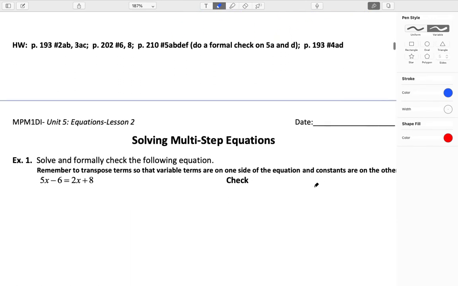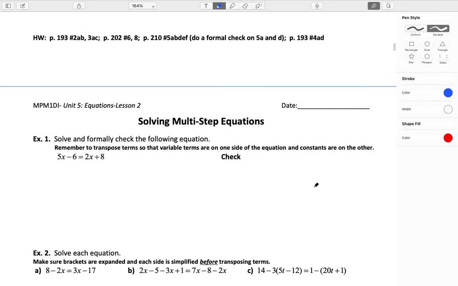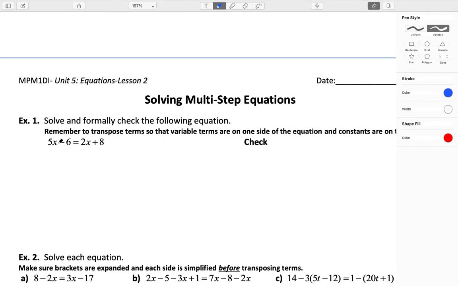Now for lesson number 2, we're going to concentrate a little bit more on solving multi-step equations. So it may not be just one step, but you may have to move around a couple more times. Okay, so let's take a look at number 1. Solve. In this case, we have 5x and 2x as like terms. We have -6 and +8 as like terms. So I'm going to move the variable to the left side and the number to the right side.